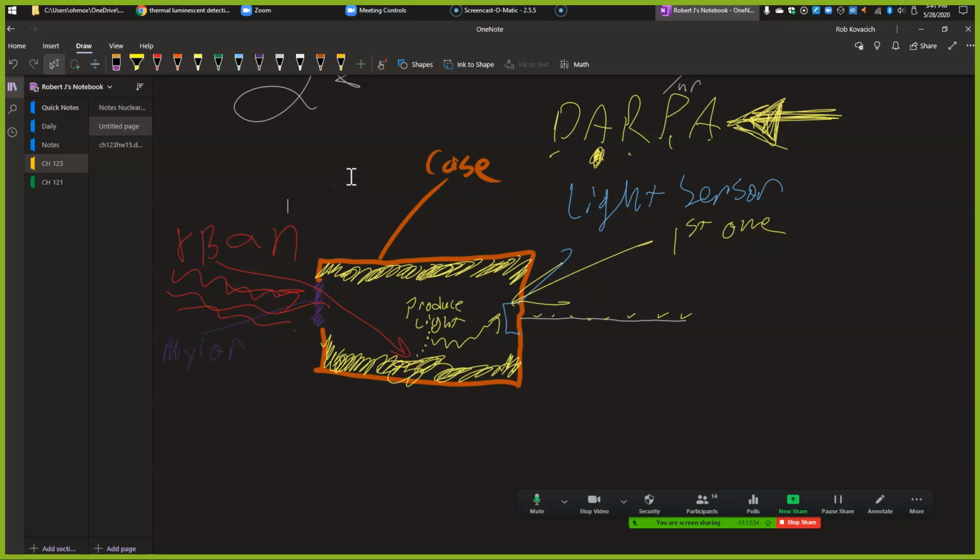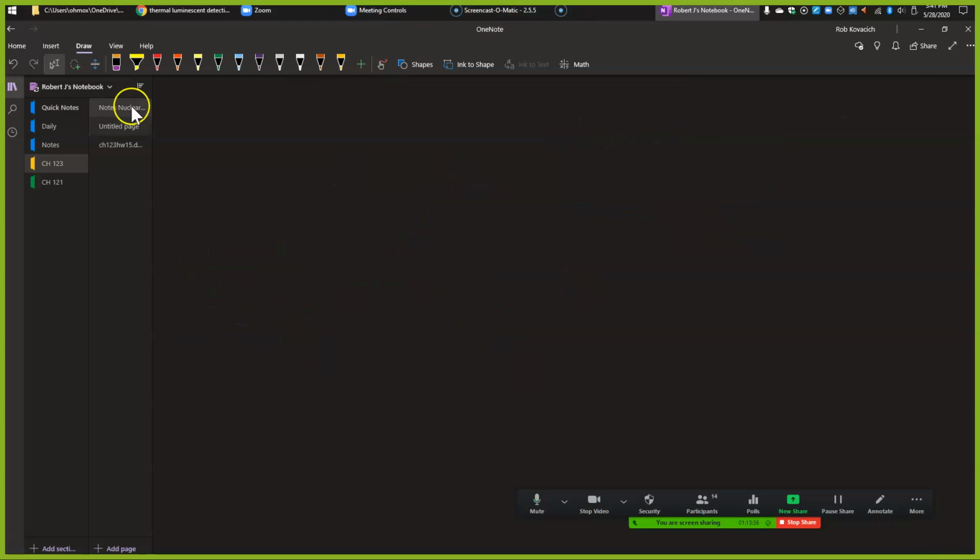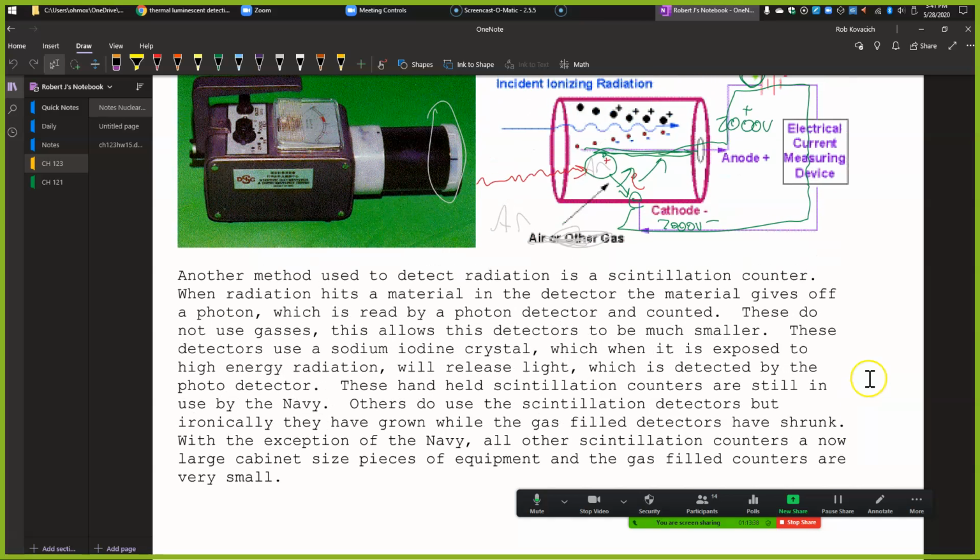Okay, so, all right, those are the two types of radiation detectors. We have a scintillation detector, and we've got this gas-filled radiation detector.